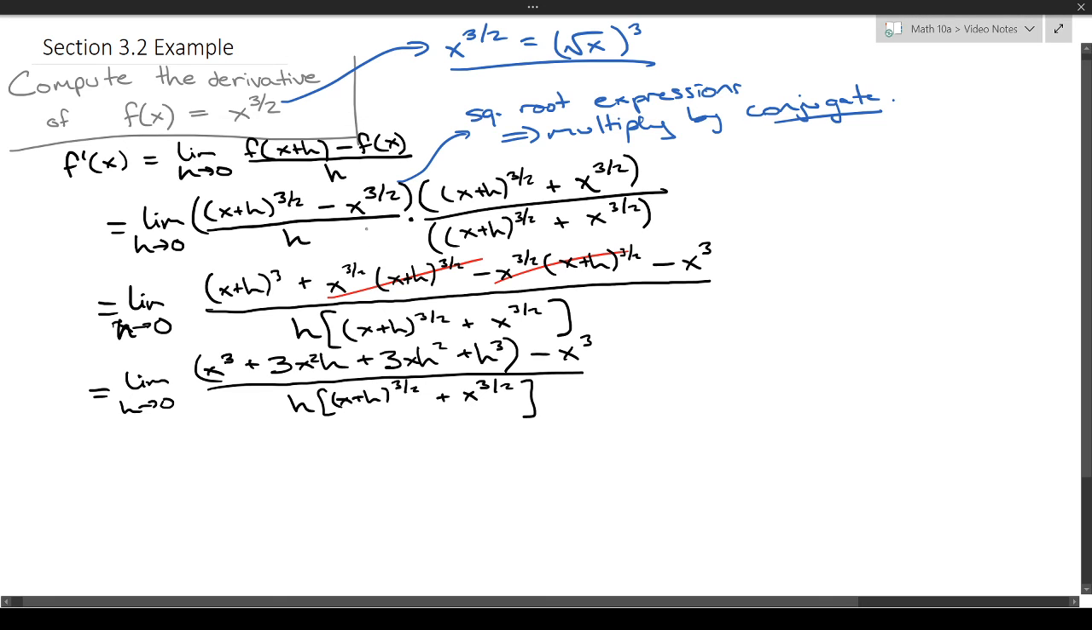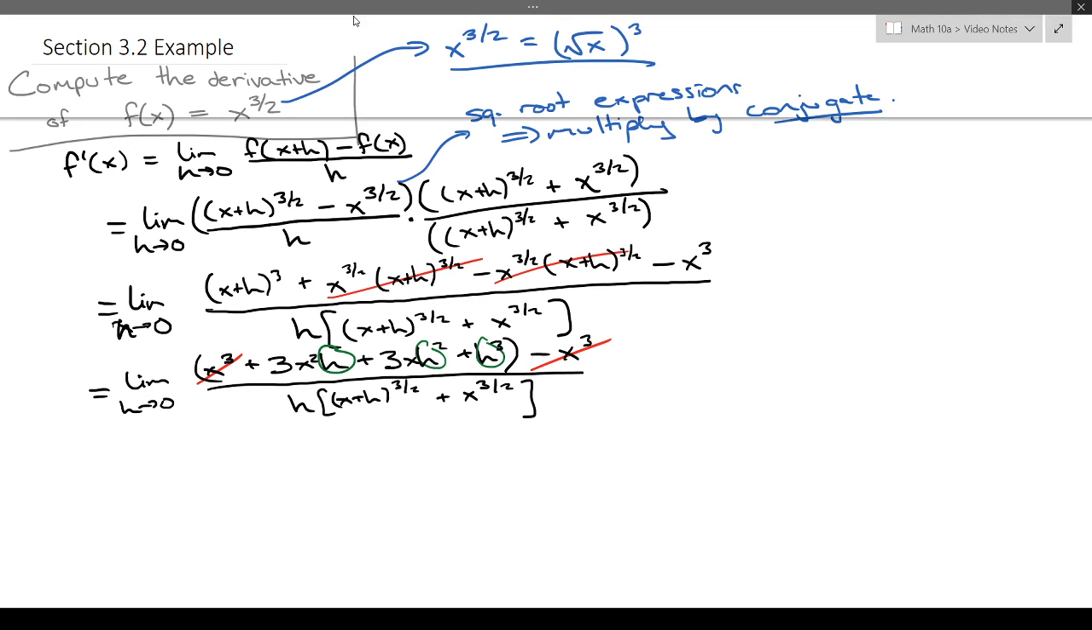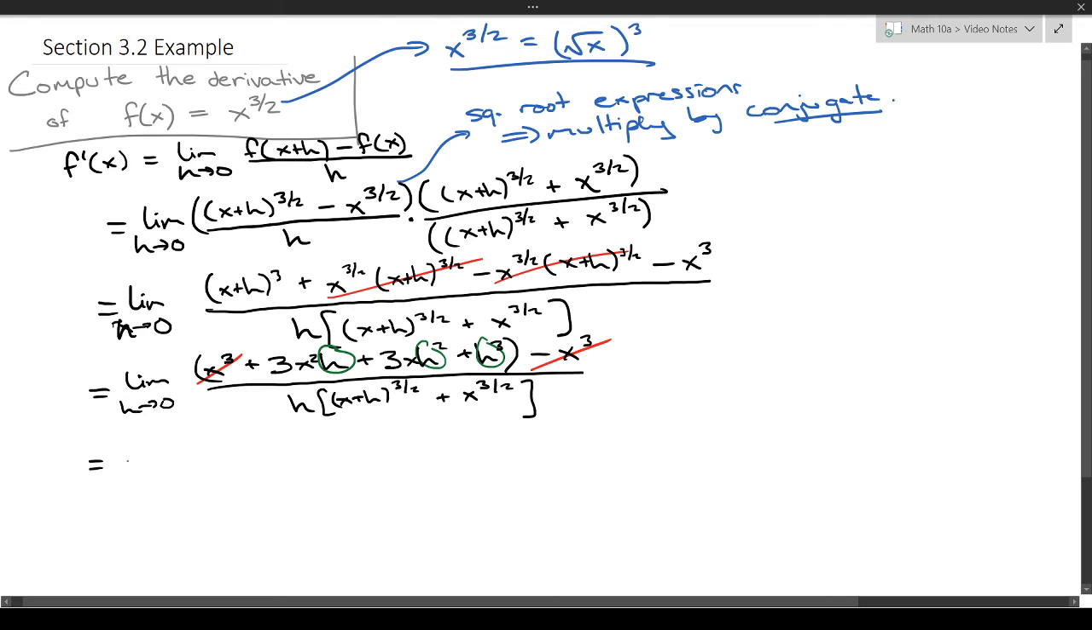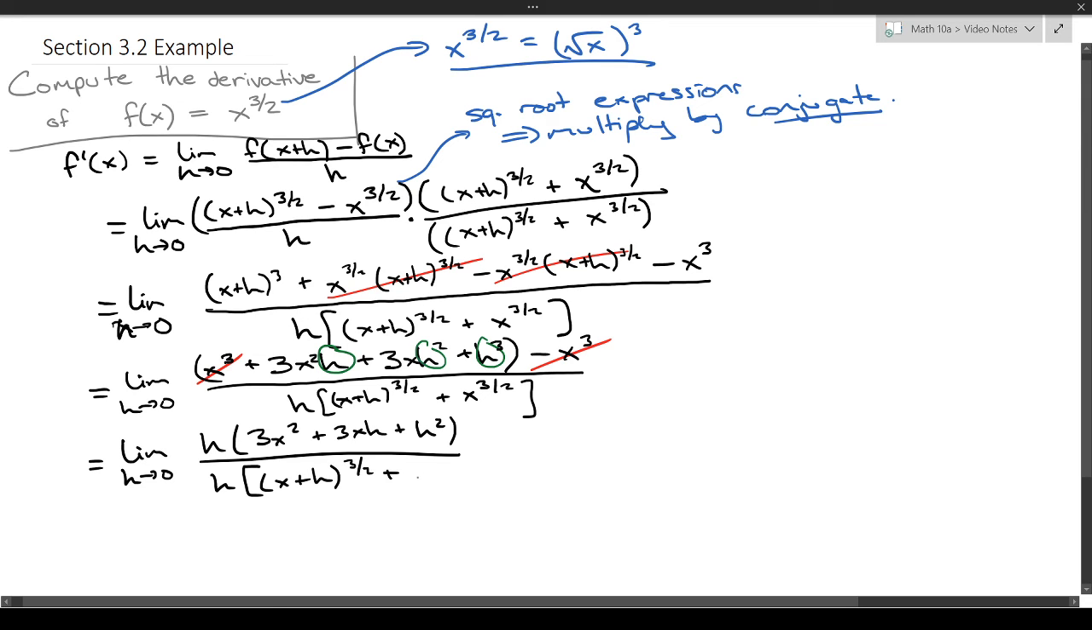And now things are starting to come together. We have a plus x cubed and a minus x cubed. So those cancel. And at this step, everything in the numerator has an h in it. So we can factor out that h, which was our goal this whole time, to factor out that h and cancel it with the h in the denominator. So let's do that. Let's factor out the h. We have 3x squared plus 3x h plus h squared all over h. And now, once more, we have to write this whole messy expression in the denominator.